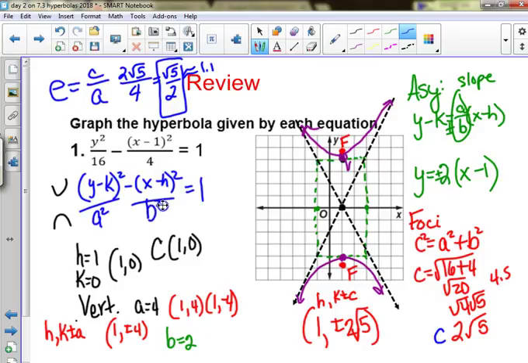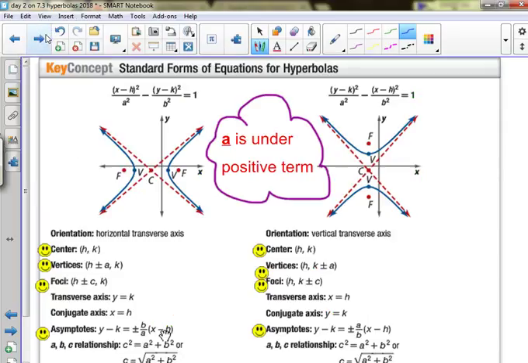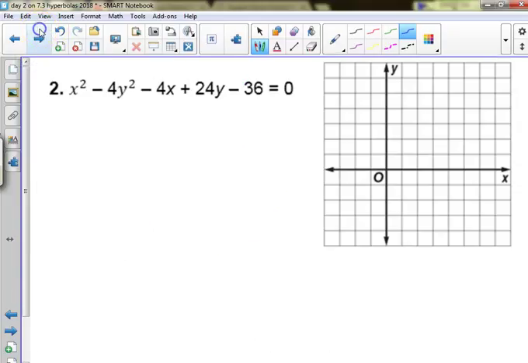For a hyperbola, eccentricity should be, what does it say on your sheets? Greater than 1. All right, so we got all that from this, hopefully.